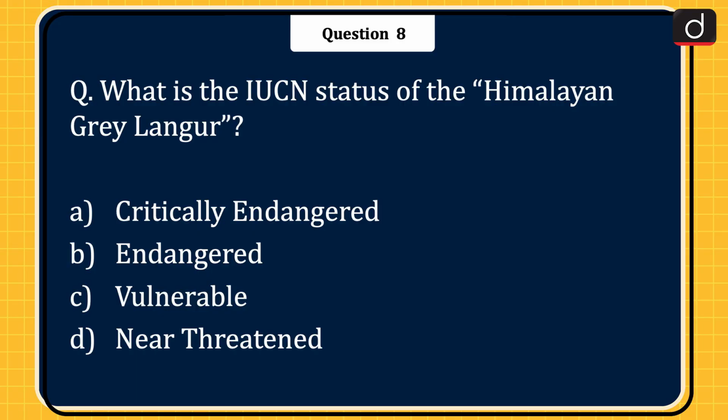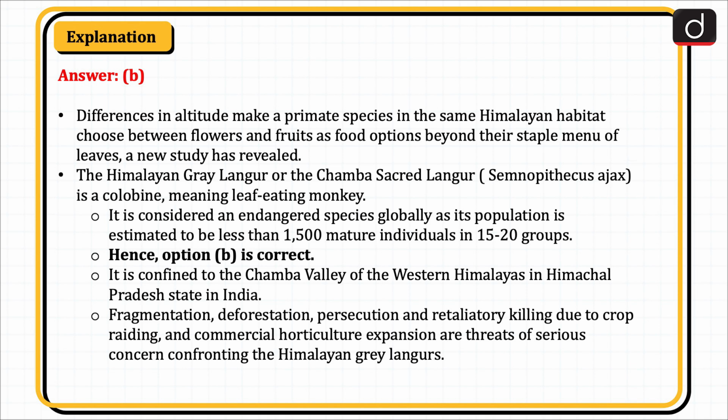Next question is, what is the IUCN status of the Himalayan grey langur? Critically endangered, endangered, vulnerable, or near threatened? The correct answer is option B, endangered. Differences in altitude make a primate species in the same Himalayan habitat choose between flowers and fruits as food options beyond their staple menu of leaves, a new study has revealed.